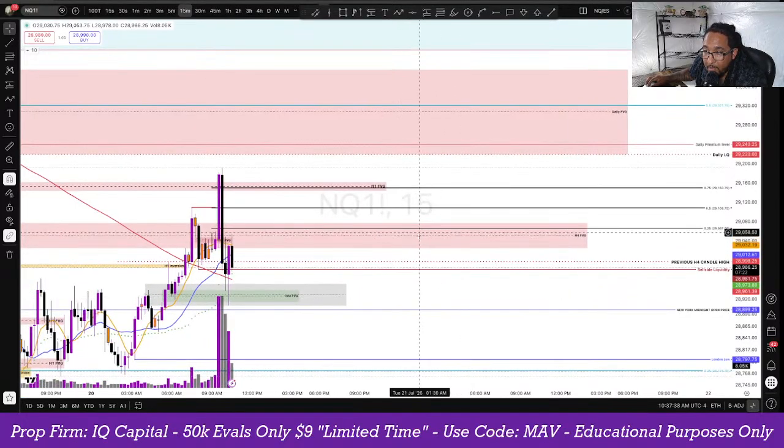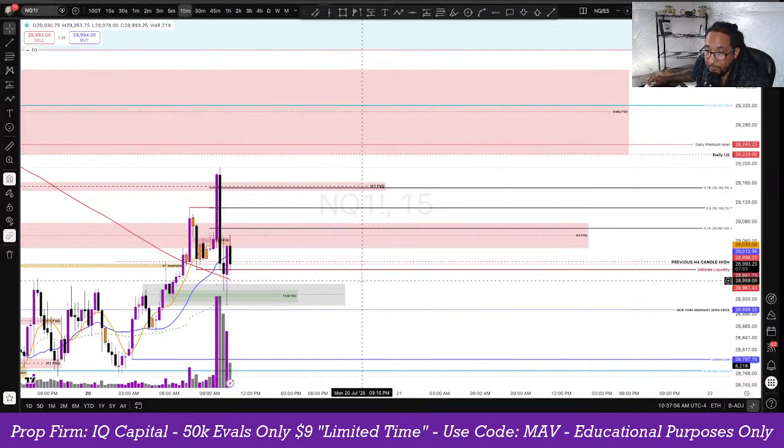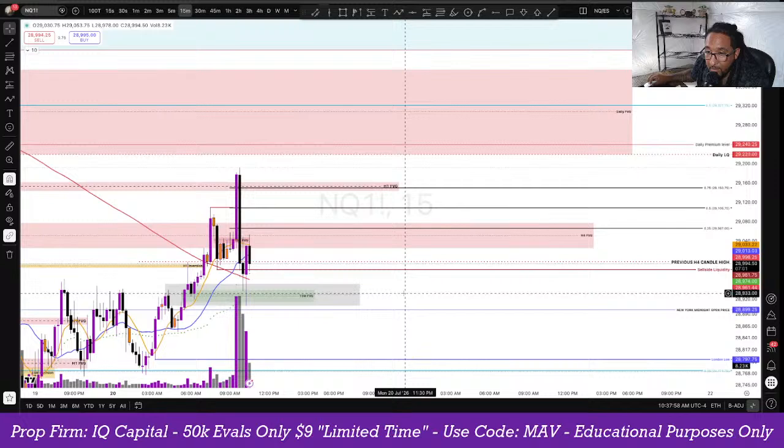So here is that 4 hour inefficiency on the 15-minute chart. On the 15-minute chart, we did body above it here, came back down, and now we're hanging out below consequent encroachment of that 4-hour inefficiency.